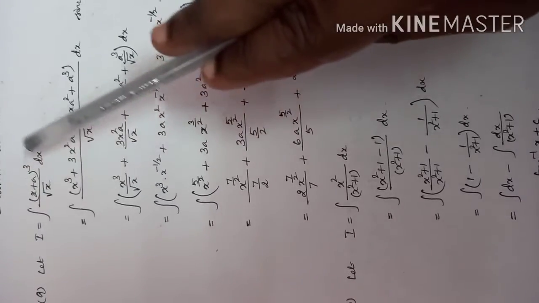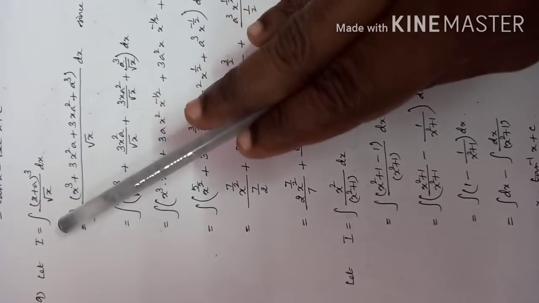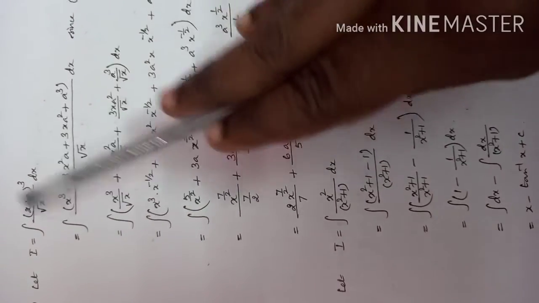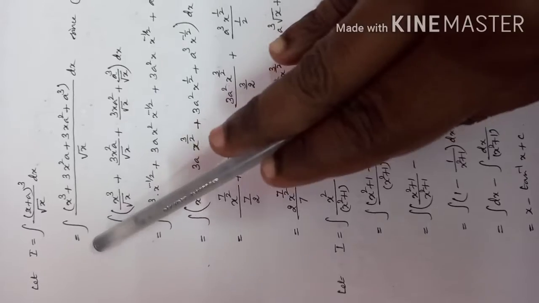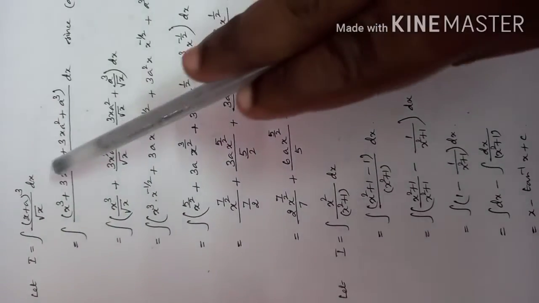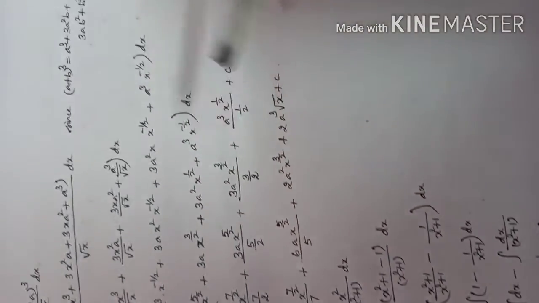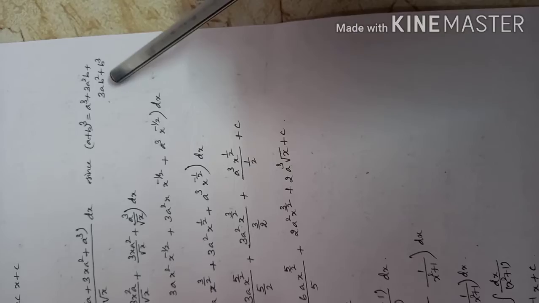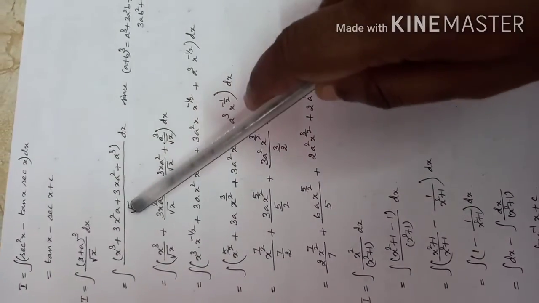I assume the given integral as I, so that I can denote it everywhere as I. I need not consider the entire integral hereafter. If I assume it by some name, I can say simply I is equal to. Now use the (a plus b) whole cube formula. We know (a plus b) whole cube is a cube plus 3a square b plus 3ab square plus b cube. And divide each term by root x.